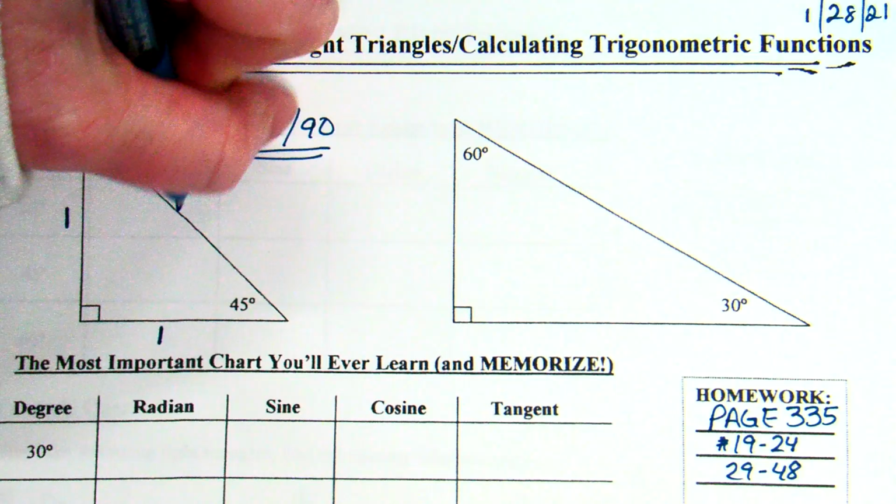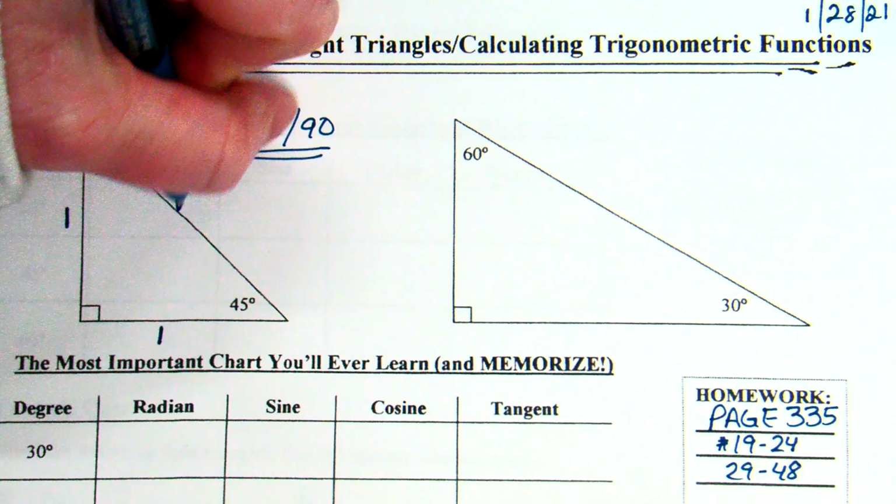When we talk about a 45, 45, 90 triangle, the legs are equal, and the hypotenuse is equal to square root of 2 times a leg. So if the leg has a ratio of 1 here, it's square root of 2 times 1. If your leg is something else, the hypotenuse is always square root of 2 times the length of that leg.